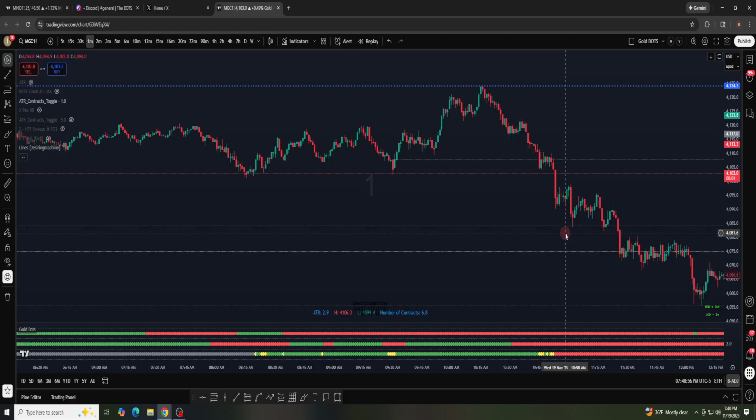I'm kind of rambling at this point, but I wanted to do a little introduction to gold dots. They're separate from the index dots. If they're helpful, use them. If not, don't. No big deal at all. But some people are finding some success with the dots, which is awesome, which is why I share them.